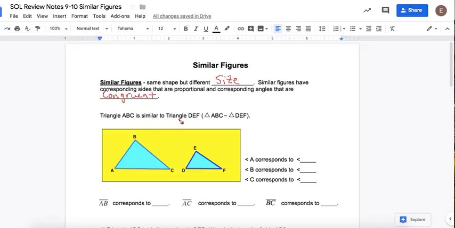So triangle ABC is similar to triangle DEF, and here's the similar symbol. What we can do to match up corresponding sides and angles is to line up the letters. So we can line up ABC with DEF. Now we can clearly see which angles match. Angle A corresponds to angle D. Angle B corresponds to angle E. And angle C corresponds to angle F.